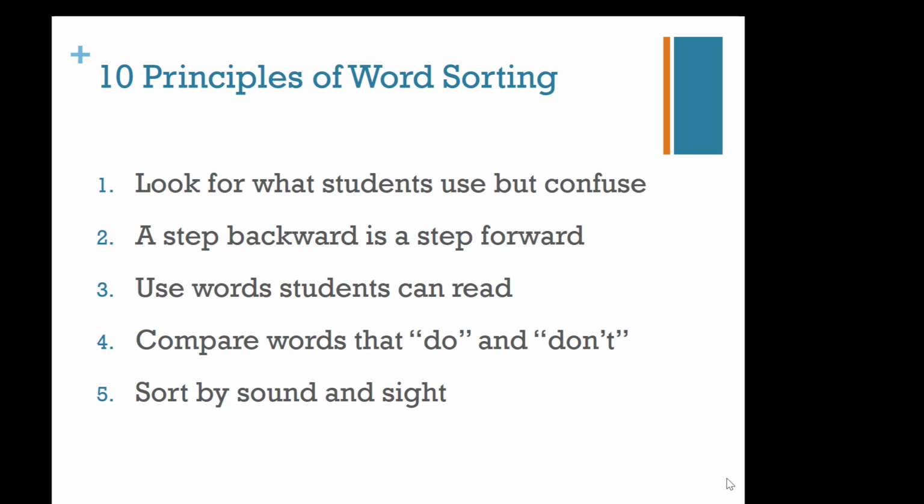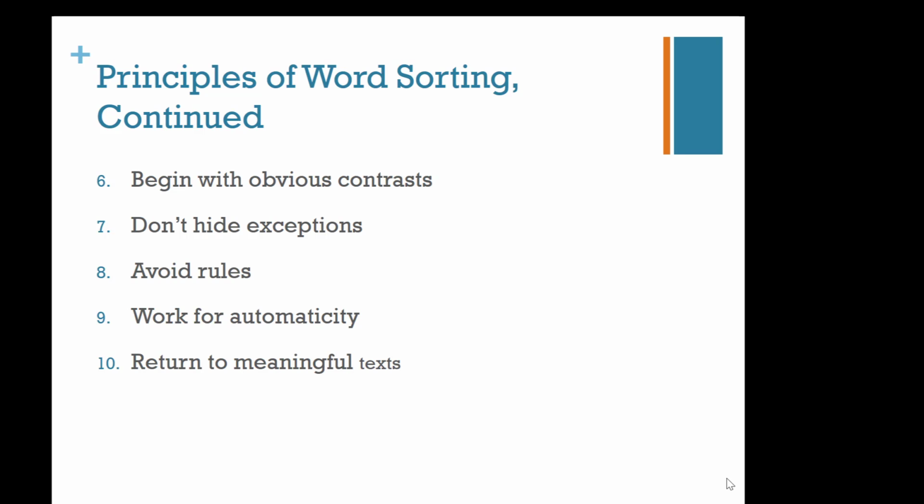3. Use words that students can read. 4. Compare words that do and don't. 5. Sort by sound and sight. The principles continue. 6. Begin with obvious contrasts. 7. Don't hide exceptions. 8. Avoid rules. 9. Work for automaticity. 10. Return to meaningful texts.